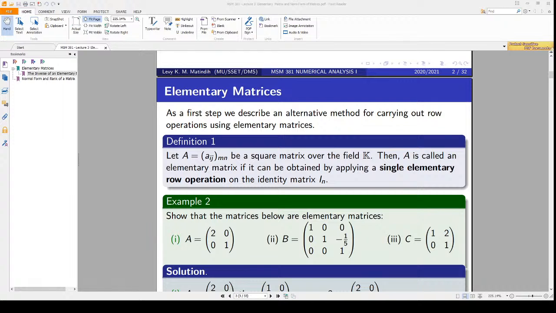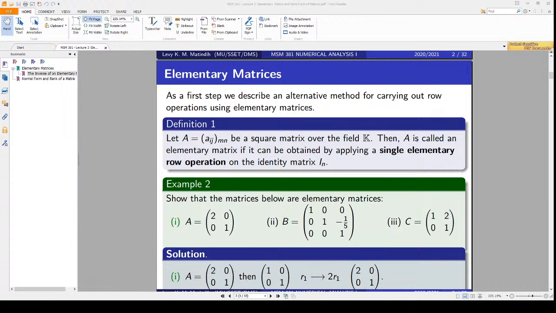In example number 2, we are trying to clarify whether the given matrices A, B, and C are elementary matrices. If they are, what type of operation has been applied on the identity matrix of the same order as the given matrix?